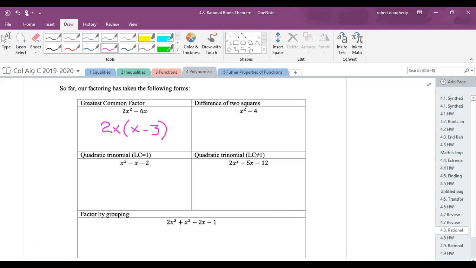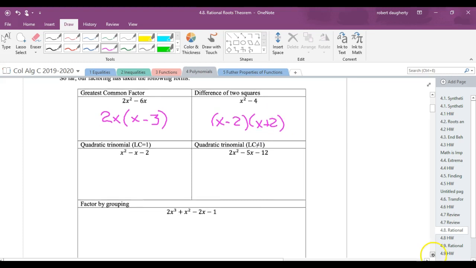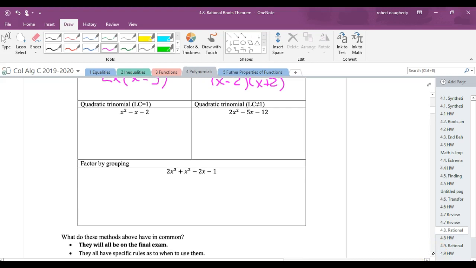Difference of two squares. What is this guy? Yeah, x minus 2, x plus 2. Quadratic trinomials. This one occurs probably the most frequently in this unit, and there were people that struggled a little bit with this in the previous test.